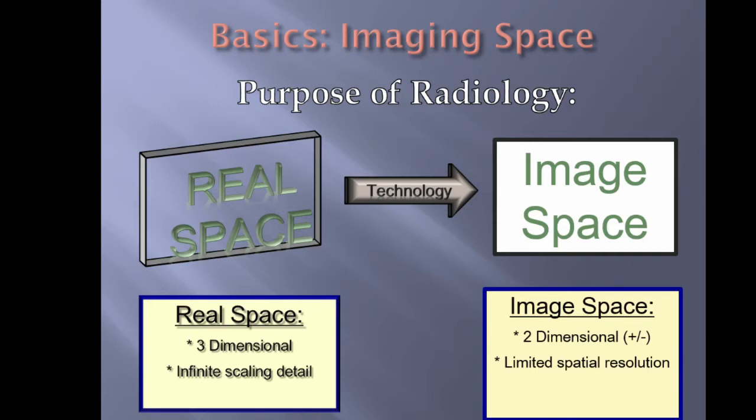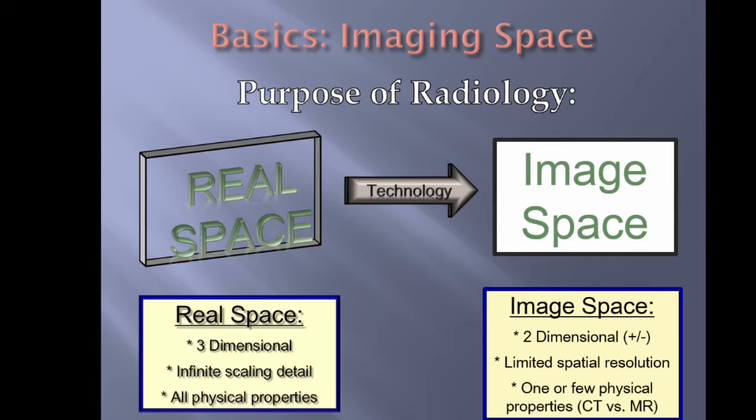If I took an X-ray of my thumb, then you see the thumb, and if you zoom in 1,000 times, what do you see? Nothing. A single pixel that's huge. So there's always a limiting spatial resolution in imaging space, which is critical for us to be thinking about.